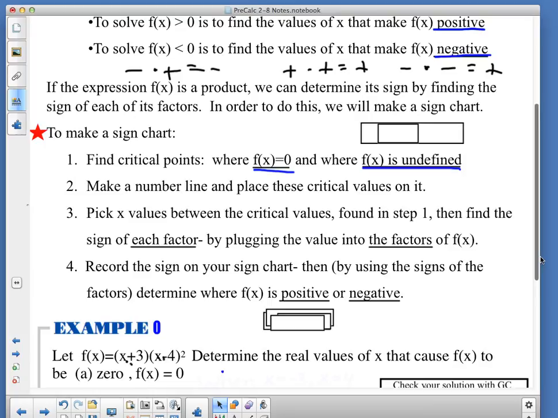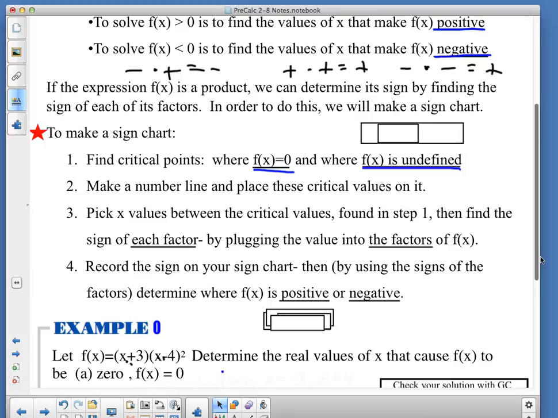Then make a number line and place these critical values on it. That's step 2. Step 3, you're going to pick x values between these points to determine what's going on with the behavior of our function. Is it going to be above the axis or below the axis? A little FYI, above the axis is positive, below the axis it'll be negative. Okay, and based on that, we'll be able to find our answers.